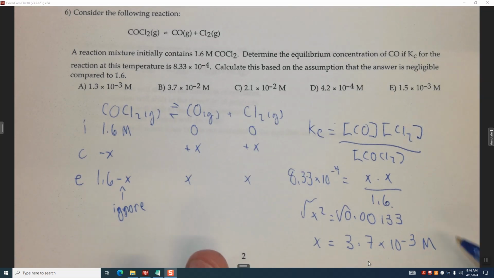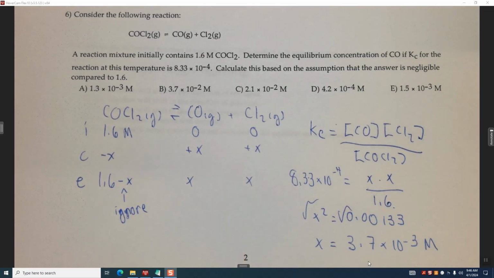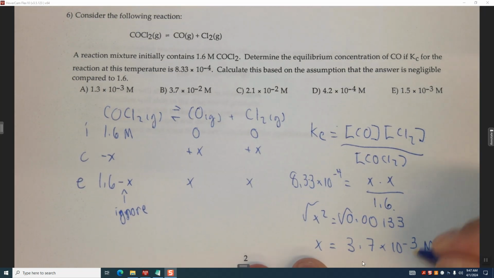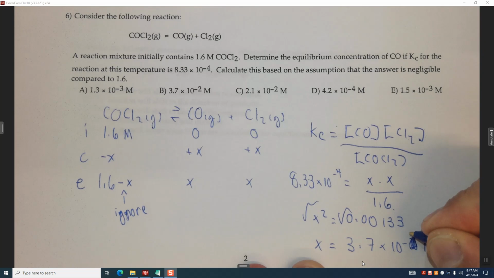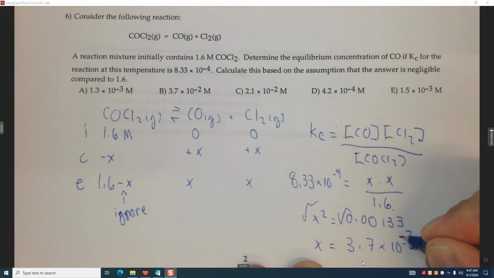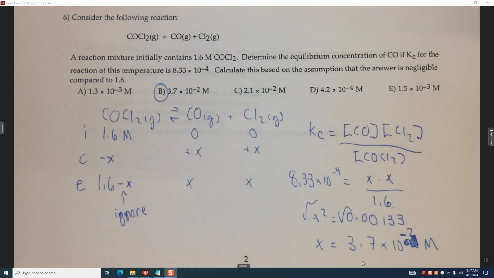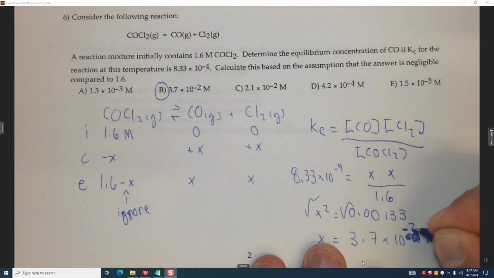So the answer here is going to be, all right, I apologize about that. I made a small mistake here. This should be 3.7 times 10 to the minus 2. Okay, which matches our answer here, which is choice letter B. I don't know why I wrote minus 3 on my paper here, but it should be negative 2 as the answer.